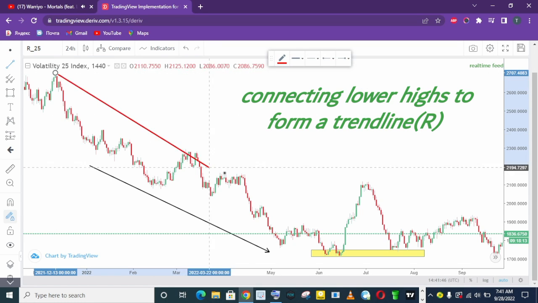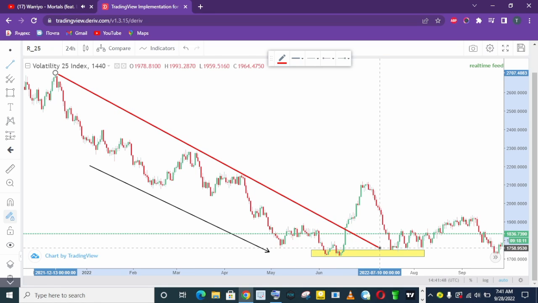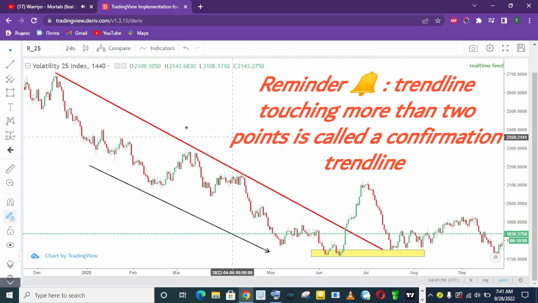As you can see here, guys, we have basically drawn the trend line that is represented by the lower highs. So basically this was our main trend line, and it was also our confirmation trend line. Why did I call it our confirmation trend line?